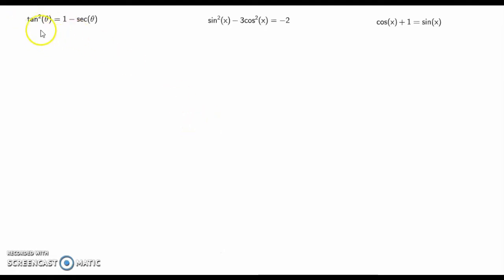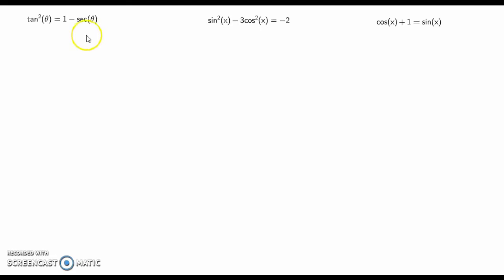So here's the first example that I had. Tangent squared theta equals 1 minus secant theta. And your first step, when you're solving with identities, is you need to realize that in general you're going to do this every time you have multiple trig functions, like if you have sine and cosine, sine and secant, or something like that.